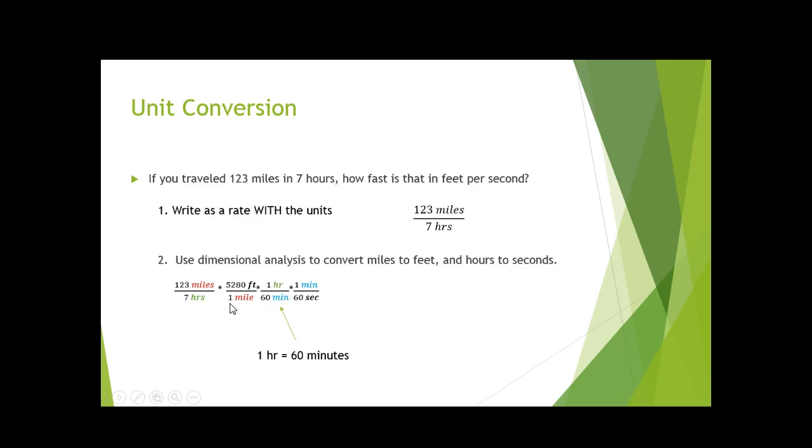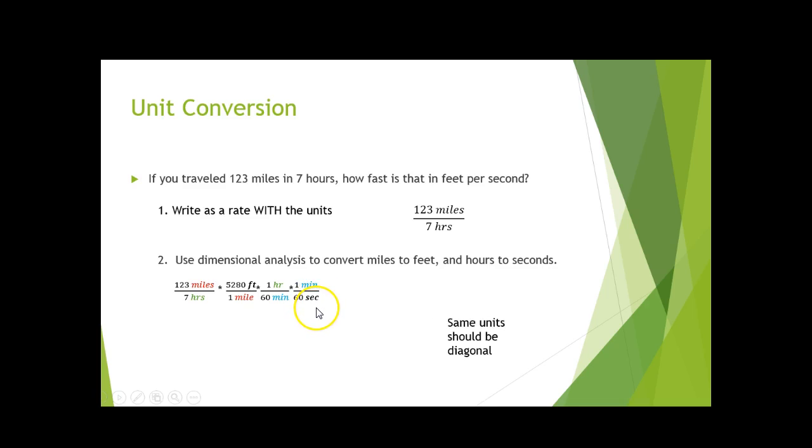The next one is 1 hour and 60 minutes because 1 hour equals 60 minutes. Now, I could put the 60 minutes on top and the hour on bottom, and that's also a conversion factor, but I want diagonals to be the same. So if I have hours on the bottom, I want to put my hours on top. And then finally, 1 minute is 60 seconds, so I'm going to make 1 minute on the top because I want to get rid of minutes, and seconds on the bottom.